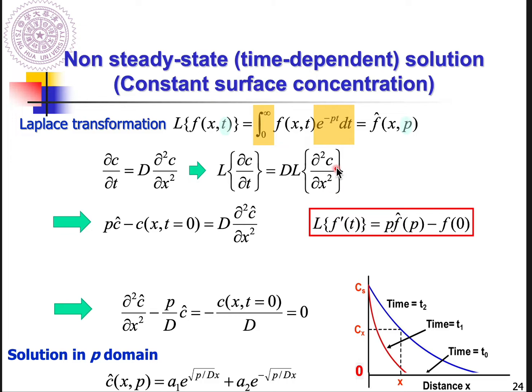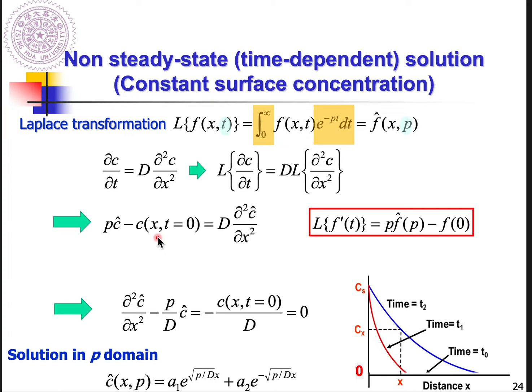The right-hand side is the second derivative of c with respect to x. But this Laplace transformation is nothing related to x, so we just copy the second derivative here and mark it with c hat, because it is after the Laplace transformation. So now we just need to solve this diffusion equation to get c hat.